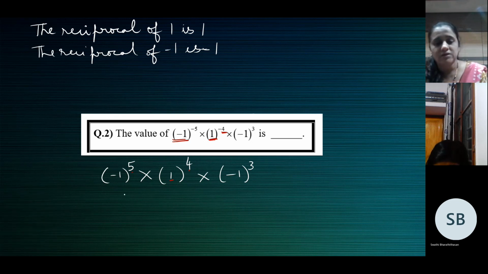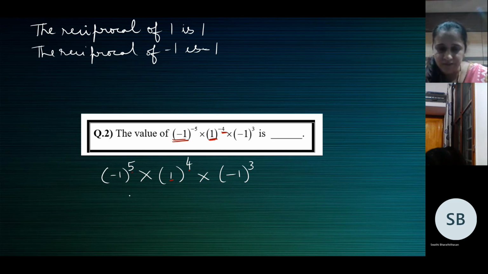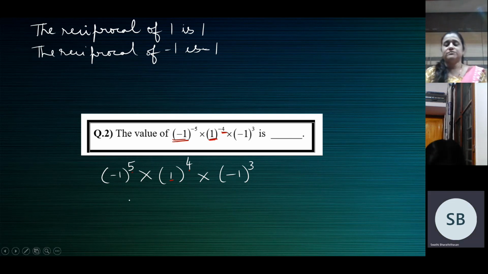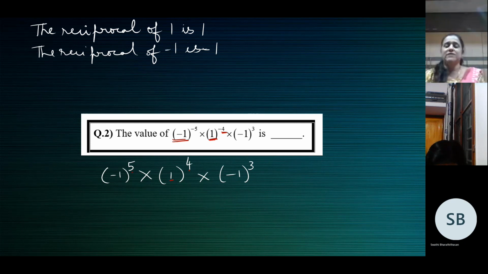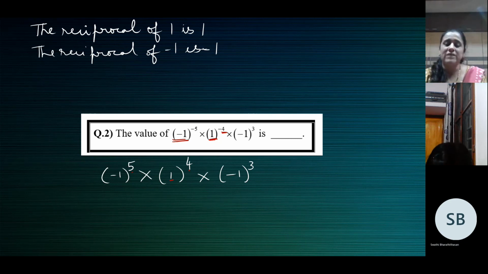Next, just find the value. What do you think? What is -1 raised to the power 5? What's the meaning? It's -1 multiplied with itself 5 times, right? What is 1 multiplied with itself 5 times? 1. And how many minus signs? 5. So will the answer be -1 or +1? -1.